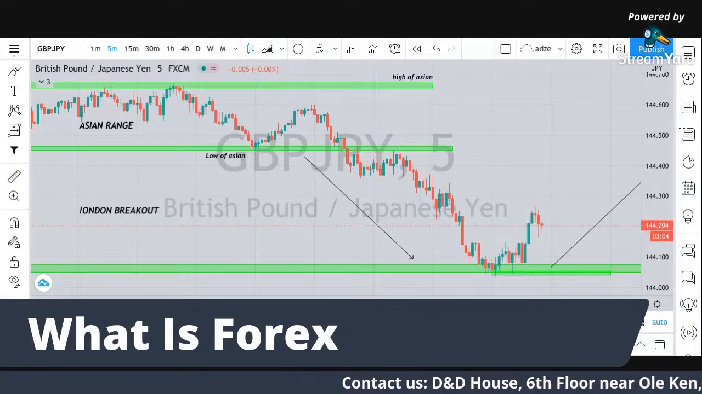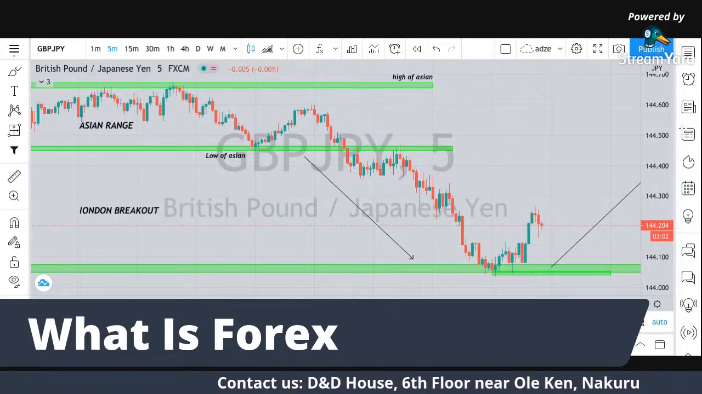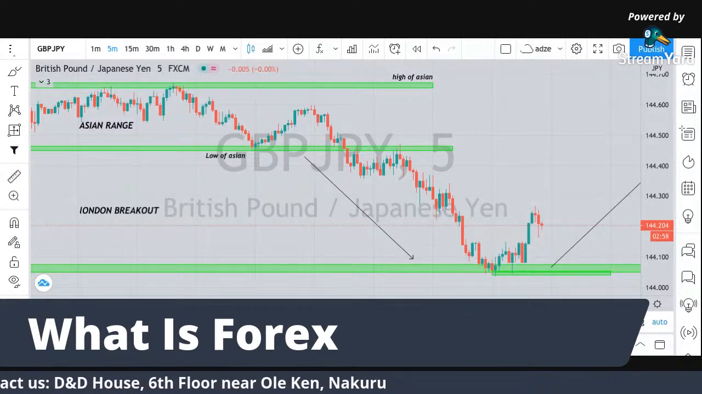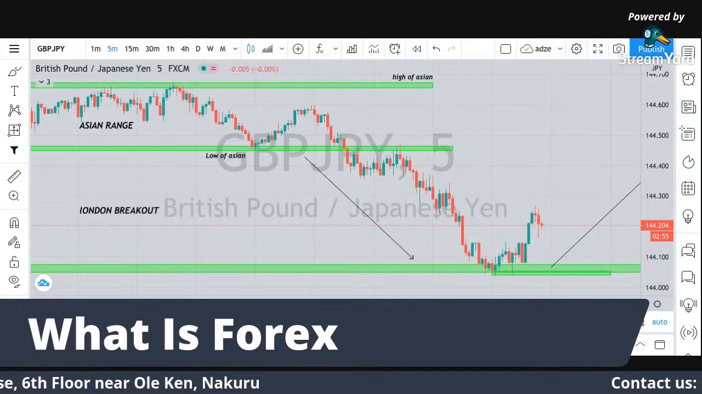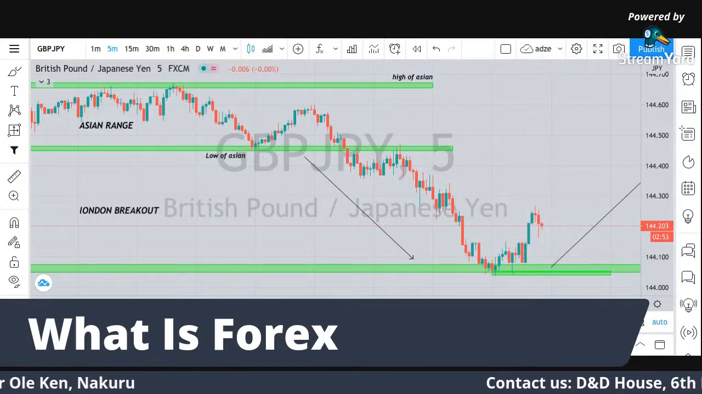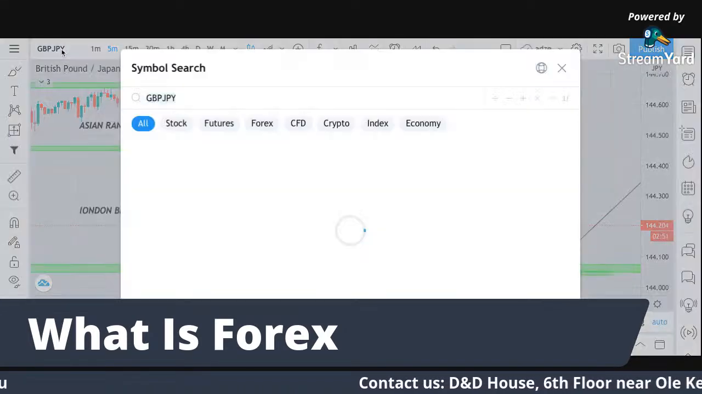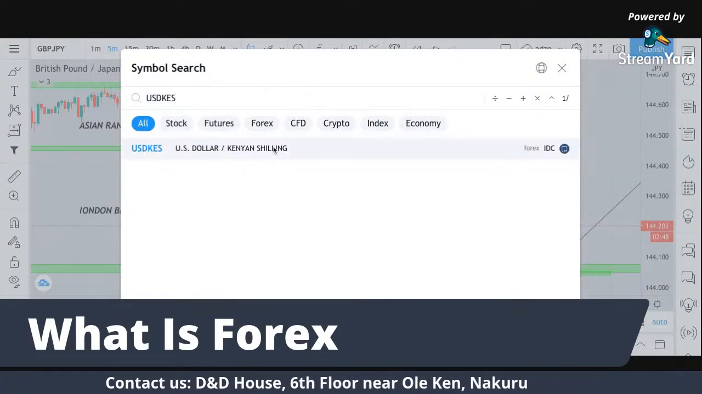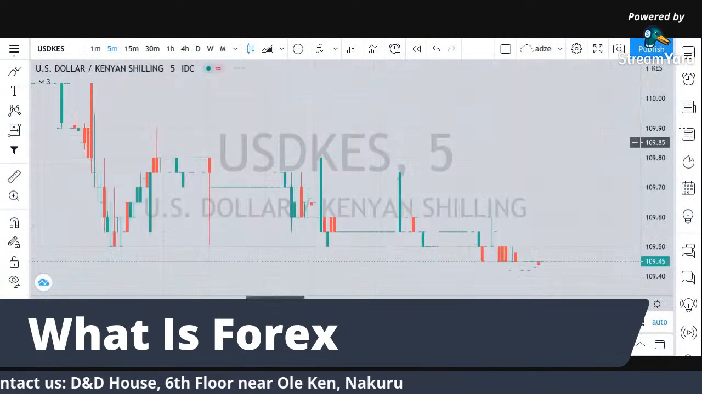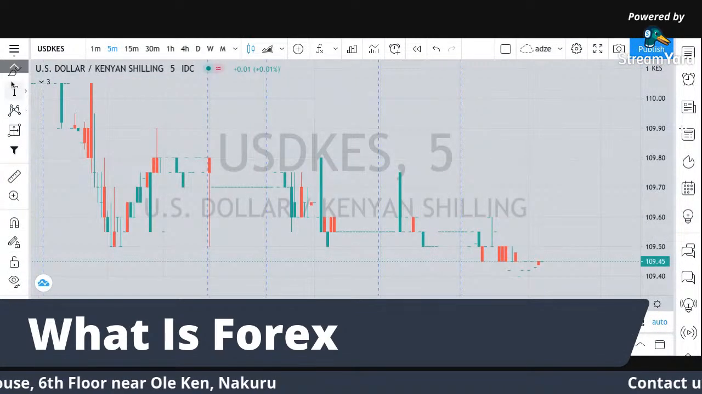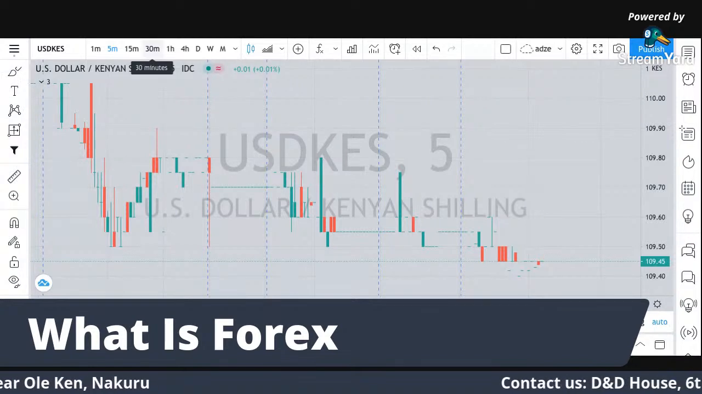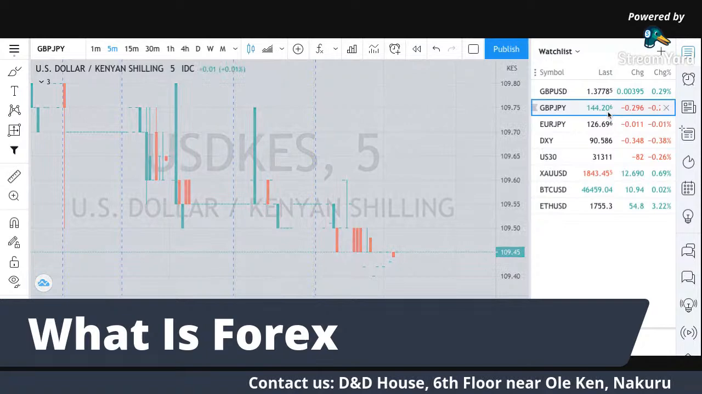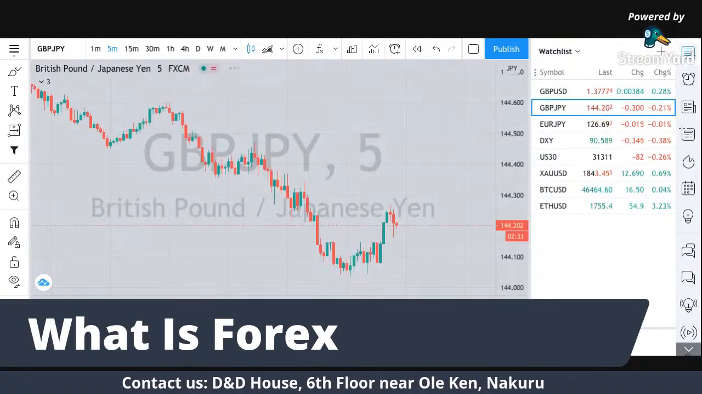The currency pairs are the ones that we usually trade, like GBP/USD. I don't know if you guys trade USD/Kenya shilling. Let's see how it looks. USD/KES. This is how it looks. I don't think there's anybody going to trade this so much, unless you're holding it in the long term, probably.